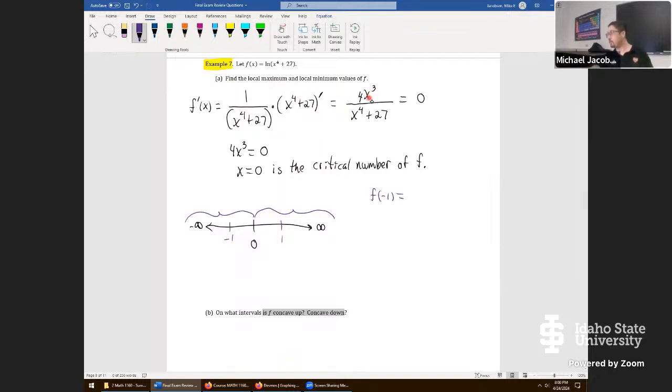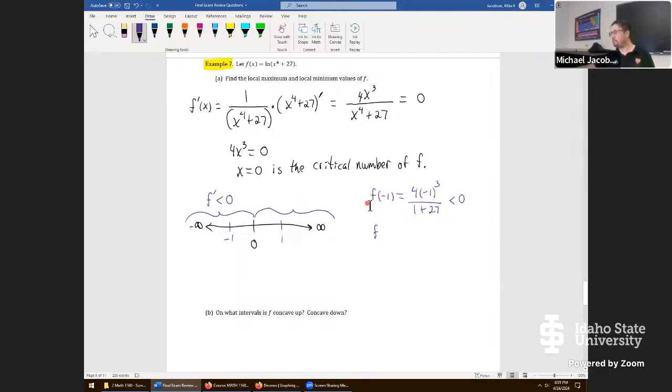-1 plugged in would give us 4 times -1 cubed, divided by -1 to the power 4, which is just 1, plus 27. But that's negative because of this portion right here. So it's -4 divided by 28 altogether. But the most important fact is that the derivative is always negative as you go to the left of 0. I'm expecting positive to go on the right, but let's double check.